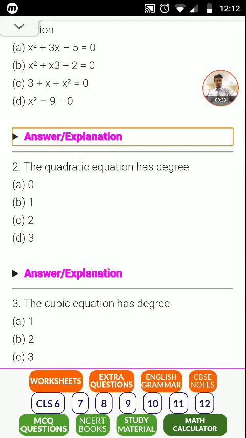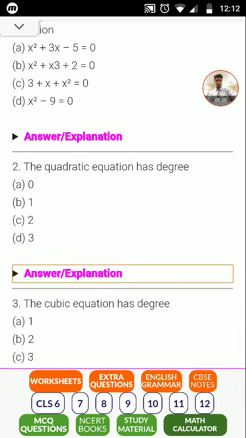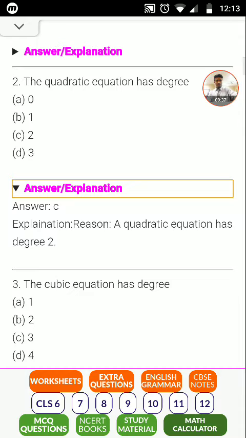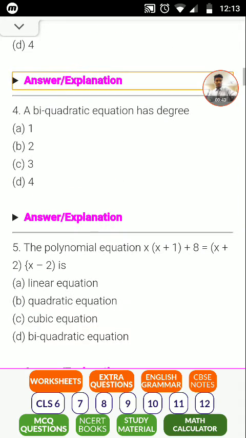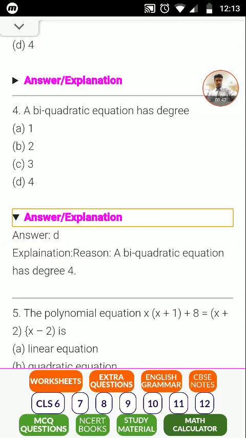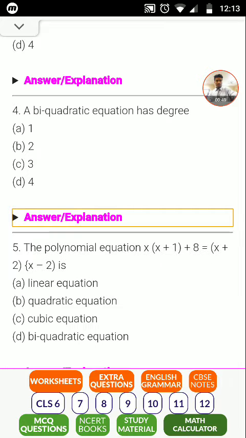The quadratic equation has a degree of 2. Okay. Write the explanation also. The quadratic equation has a degree of 2. Cubic equation has a degree of 3. Simple. A biquadratic equation has a degree of 4. Two times quadratic means biquadratic.